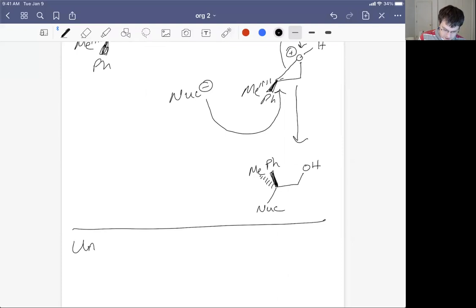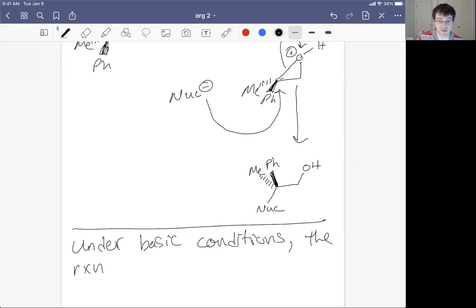Under basic conditions, the reaction is also stereoselective. In fact, we would say it's, well, I won't get into it. For the record, it's stereospecific. It's specified by the starting material. But let's just stick with stereoselective. It's kind of like a square is a rectangle, but a rectangle is not a square. Okay, I did it right.